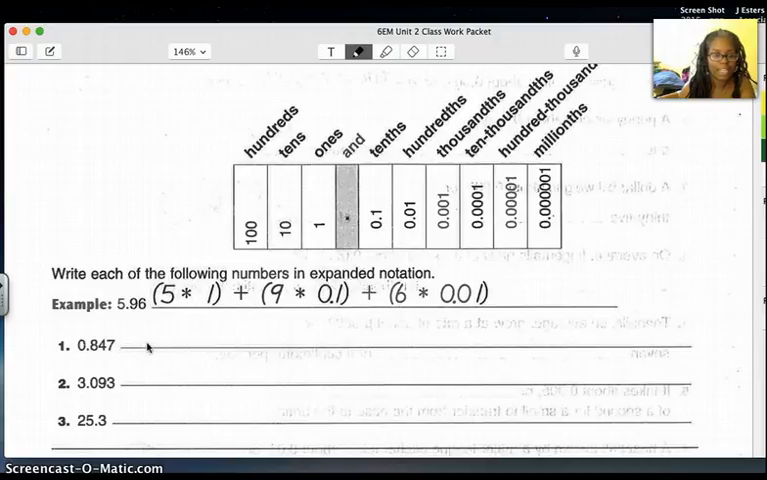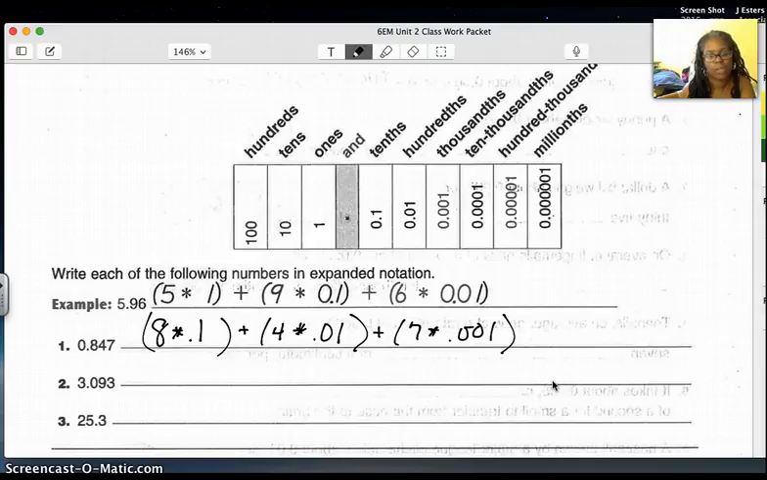So when I look at this number, I see that 8 is being multiplied not by 1, but we're in the tenths place, so I'm going to write 0.1. I also see that we have the number 4 in the hundredths place, so I'm going to multiply it by a hundredth. Then finally 7 is in the thousandths place, and so I'm going to multiply it by a thousandth. And this is what I have.